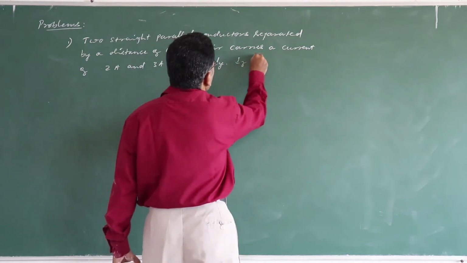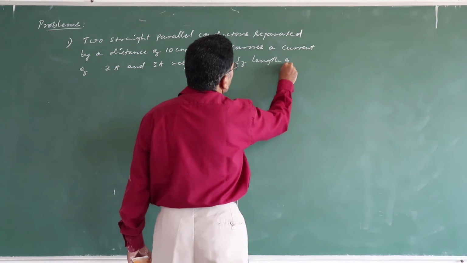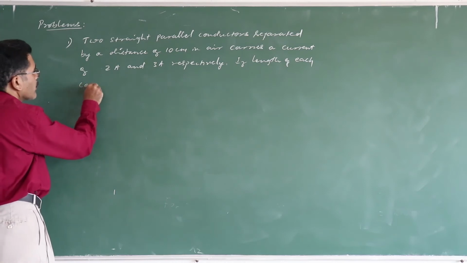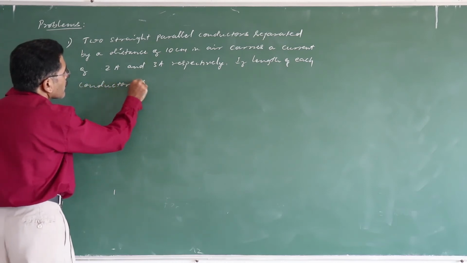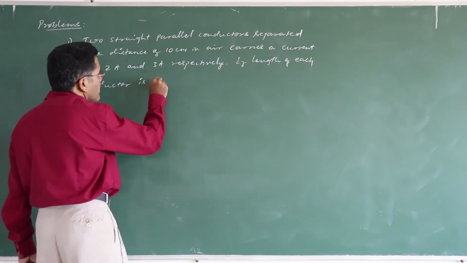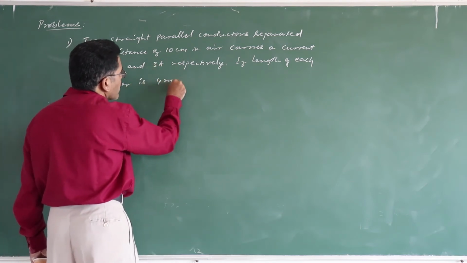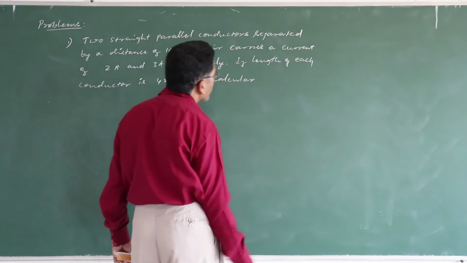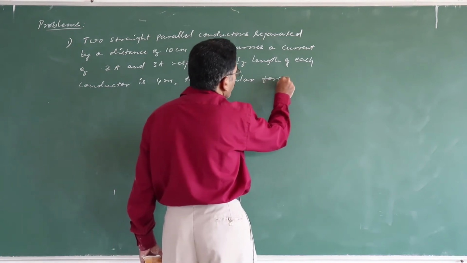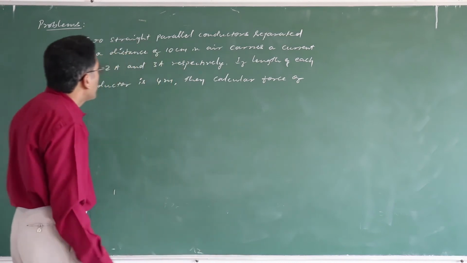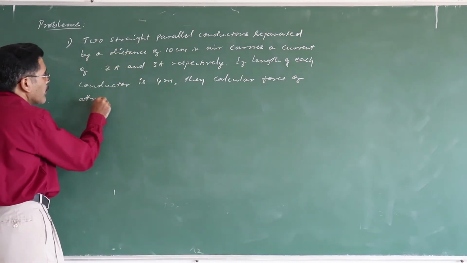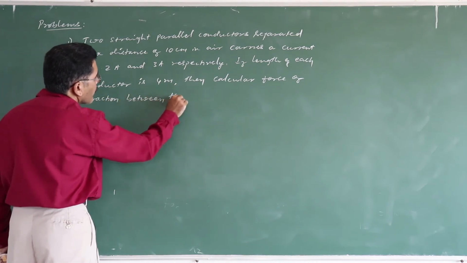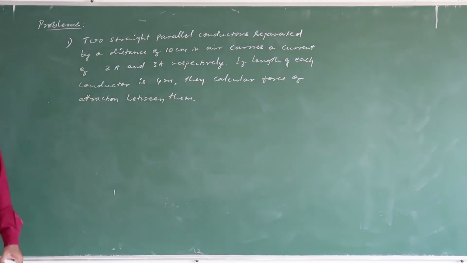If the length of each conductor is 4 meter, then calculate the force of attraction between them.